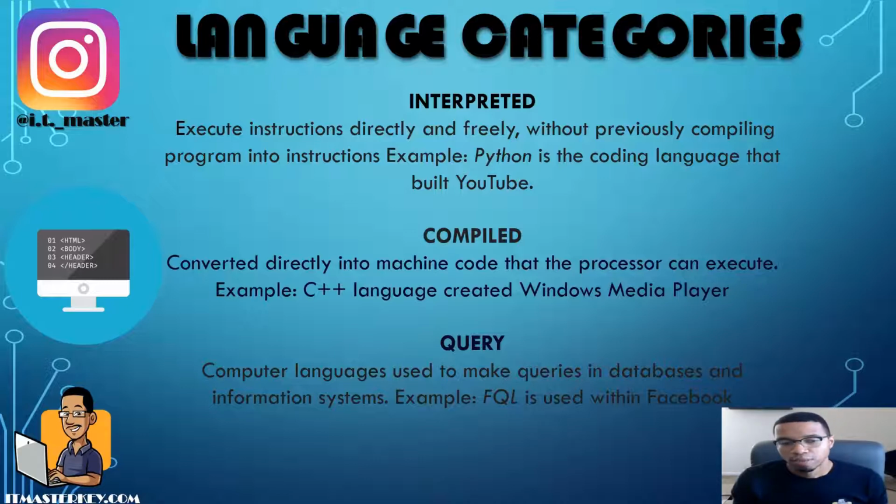Compiled languages. A compiled language is converted directly into machine code that the processor can execute. So something that the PC, something that the actual CPU can execute. An example of that is C++, which is what Windows Media Player is run on. C++ is used on a lot of other applications and things like that, but that's just one of the things I thought would stand out that you would know. So Windows Media Player uses C++.